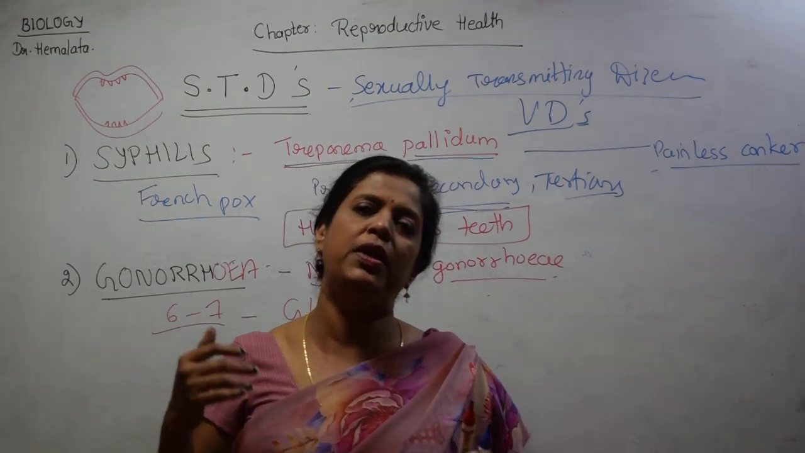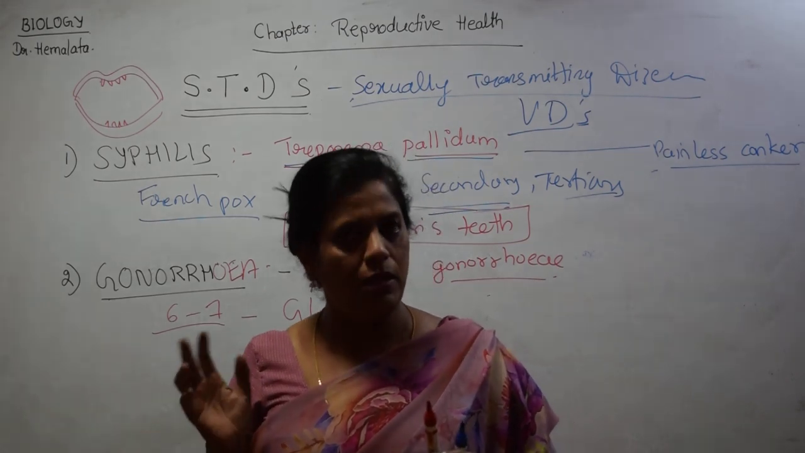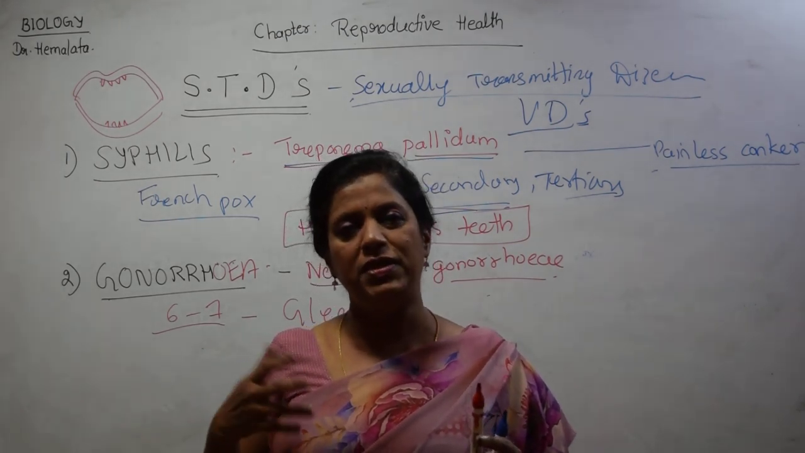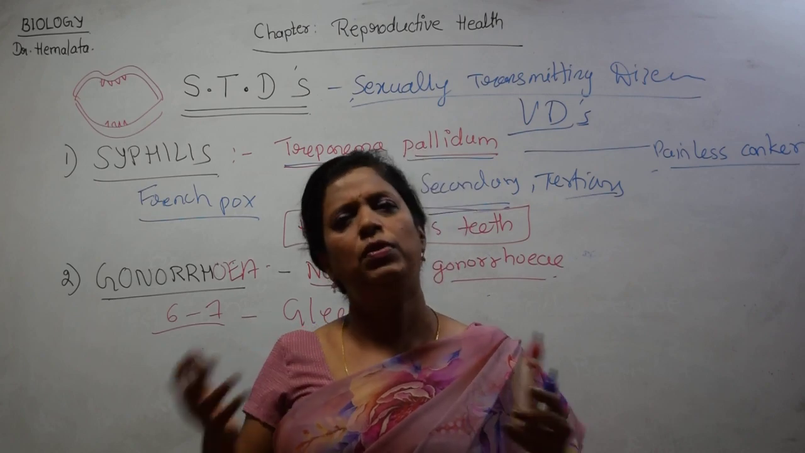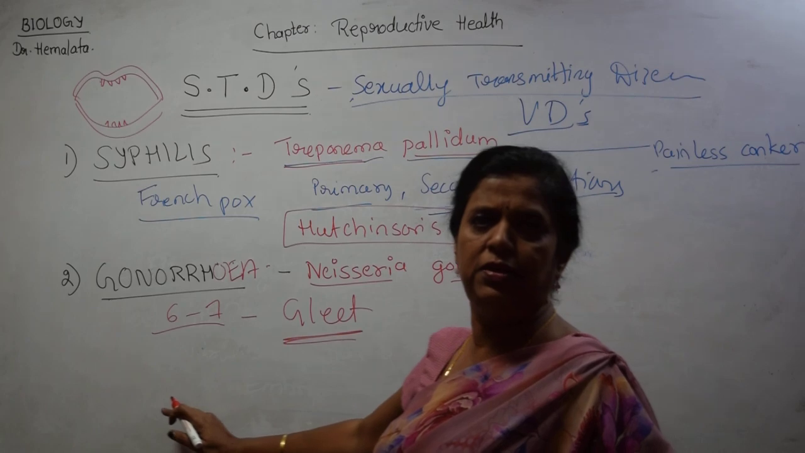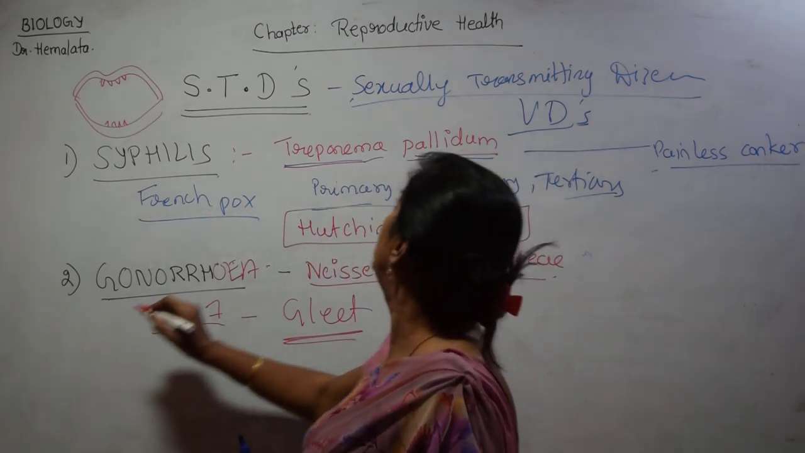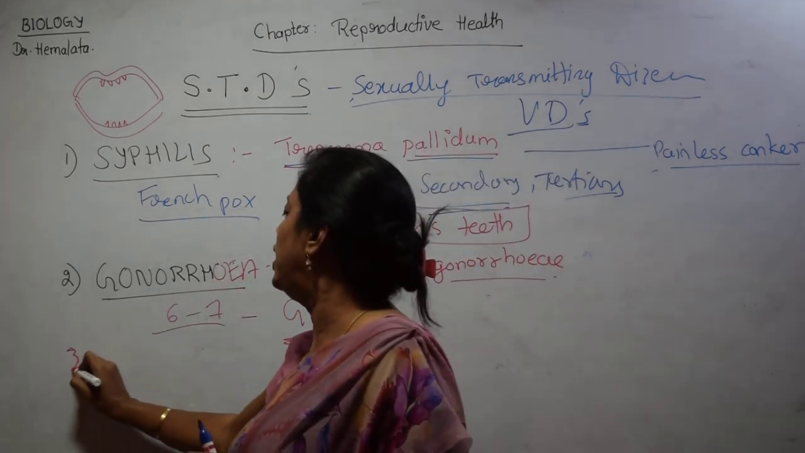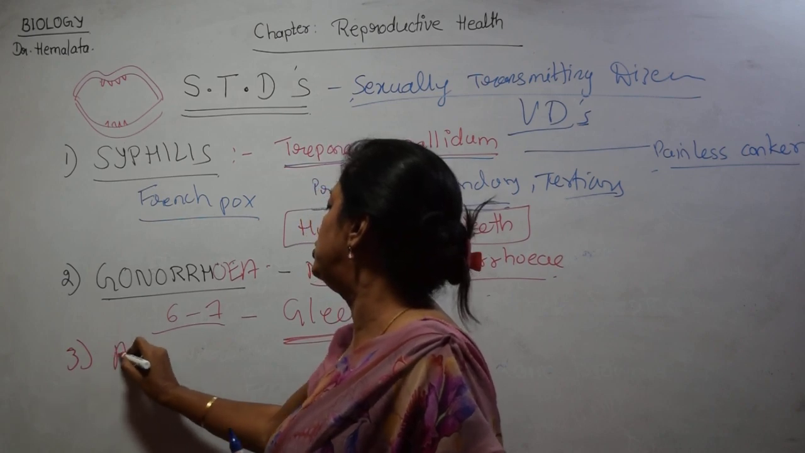In the initial stage, they should take antibiotics like penicillin. It can work in the initial stage. Otherwise later they will almost have to live with it. Right? Now, these are the two important diseases I spoke about. Apart from that, there are some more diseases. The third one I am talking about is AIDS.